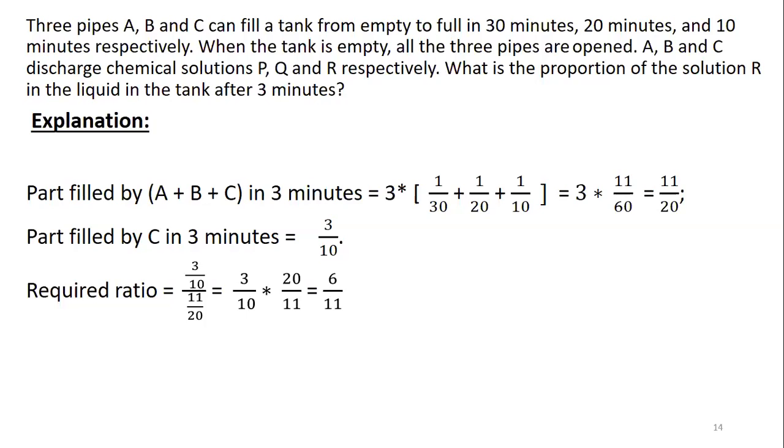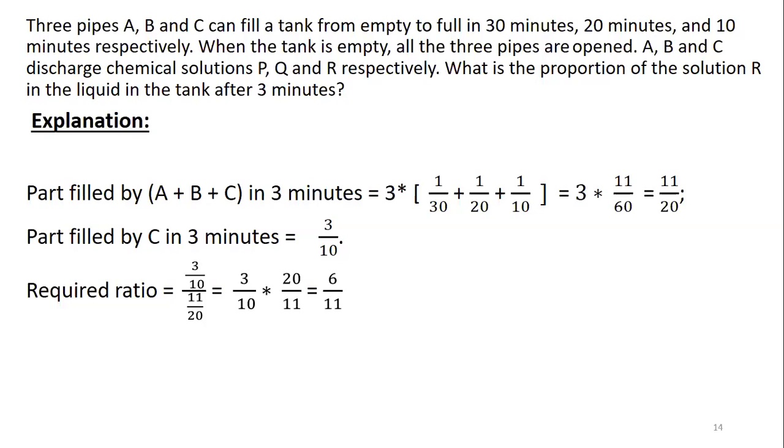Now in the 3 minutes, what is our area of interest? Solution R. Solution R is filled by pipe C. So the part filled by C in 3 minutes: the 1 minute job of C is 1 by 10, so the 3 minute job is 3 by 10.